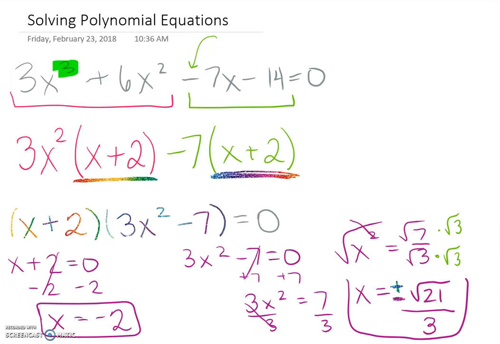So here on my second solution, this technically counts as 2 solutions because of the plus or minus. So I have 1, 2, 3 solutions. And remember, we had degree 3 up here in the beginning. So we have solved this equation and we found all of the solutions.